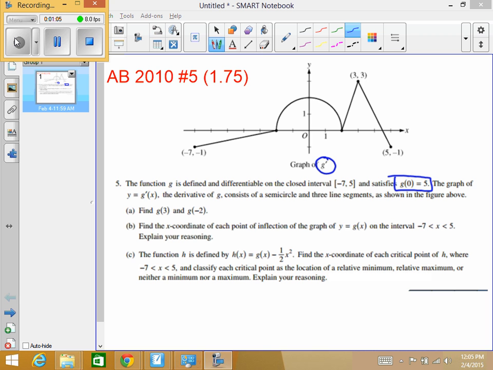Part A tells us to find G of 3. That'd be real easy looking at the graph if we had the graph of G, which we don't. We have the graph of G prime, which is how much G is changing. So if we want to explore that idea, we know what's going on at 0, and let's find out how much G has changed from 0 until 3, and then also how much G changed from 0 to -2. So let's explore those two ideas.